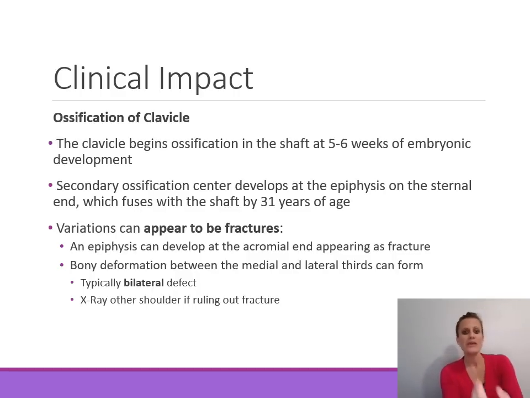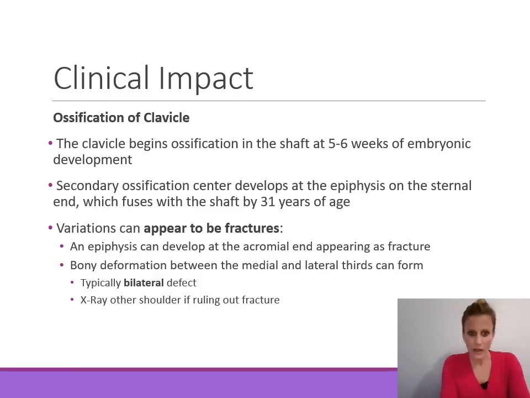The clavicle begins ossification in the shaft at 5 to 6 weeks of embryonic development. So this is really early. It's one of the initial bones that begins to ossify, and it has a couple primary ossification centers in the shaft of the bone.